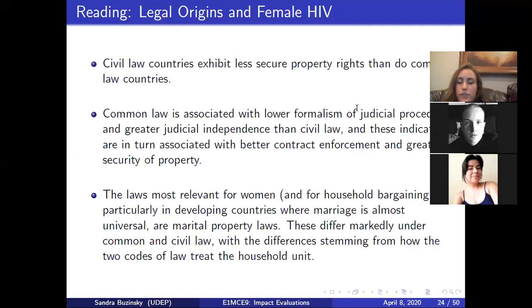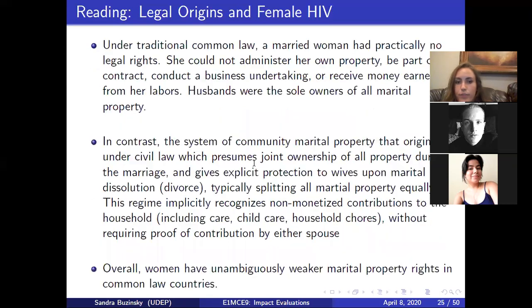Okay, so there are very important differences between marriage property laws in civil and common law systems. And they really start from how the law treats a household. Under traditional common law, a married woman practically has no legal rights. Basically the husband is considered the owner of the household and all assets, and the woman is part of that household. So she's basically owned by the husband.